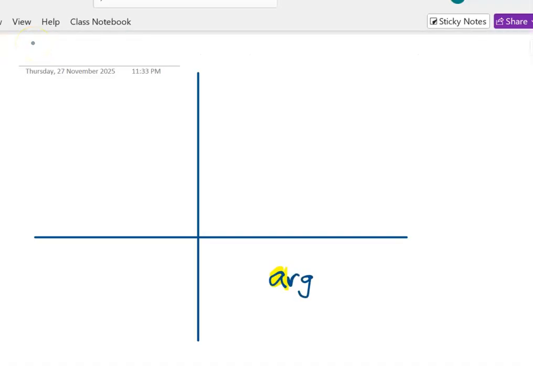So if I've got arg of z equal to pi on 4, that means I want to be on this 45-degree line there. Very bad drawing, but the idea is that the real and the imaginary parts will be equal. And once you remember that, then the problem's pretty straightforward.